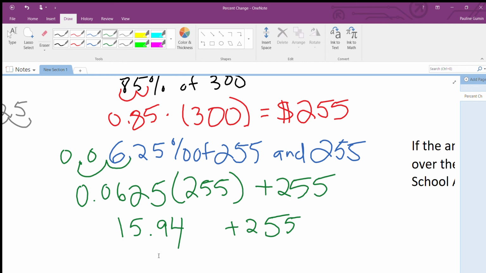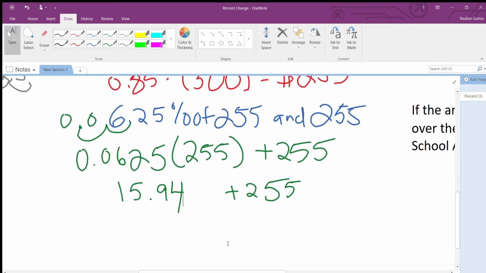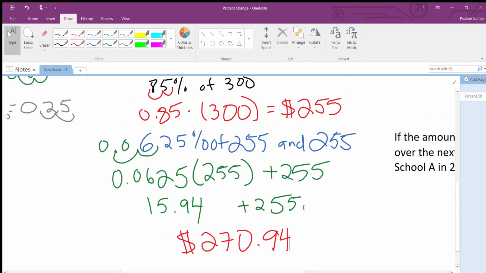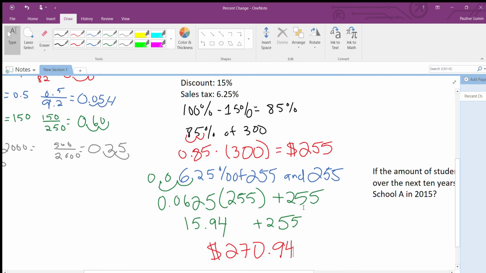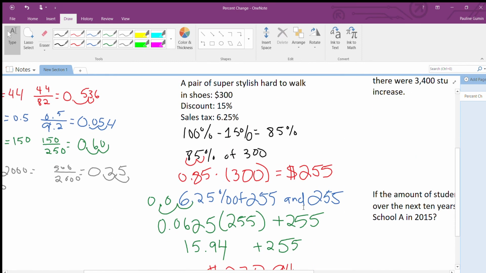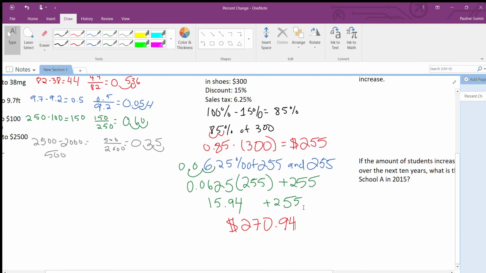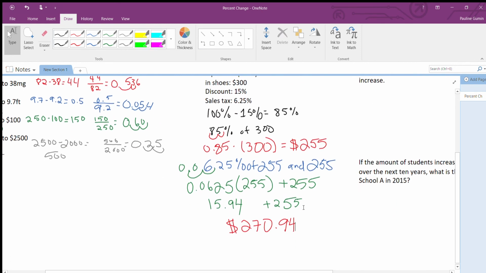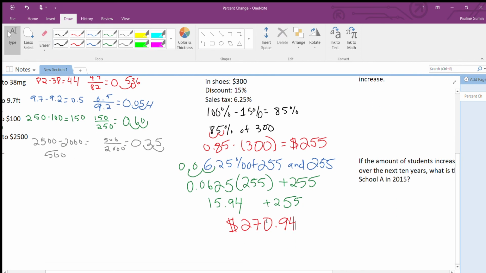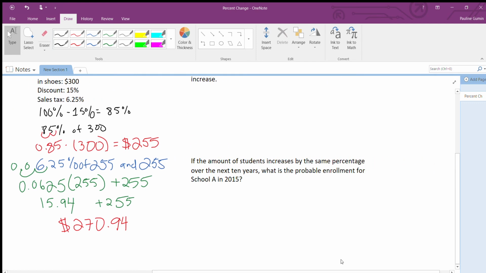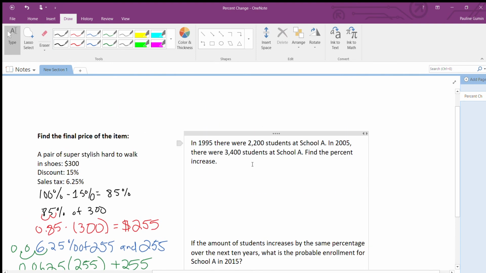And you end up paying a total of $270.94. Okay. You're still saving money, right? But dang, that's a lot of money to pay for shoes. Okay. I hope this was helpful. Let's move on to one final problem about percent changes.